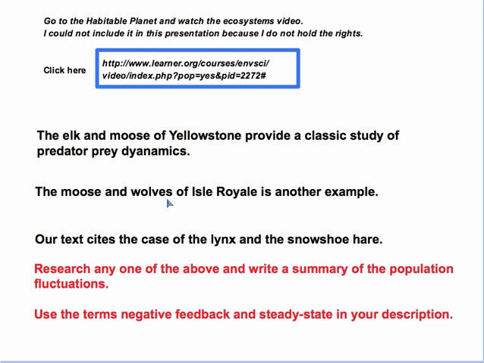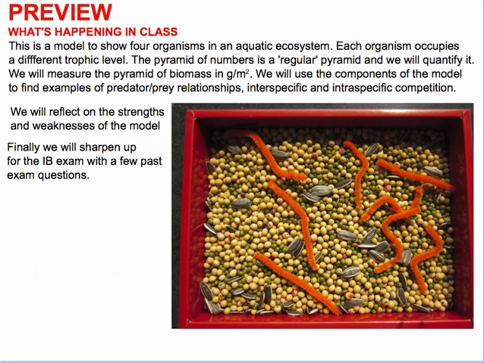Our textbook also cites the case of the lynx and the snowshoe hare. And with these three examples, I would like you to be able to tell me about any one of the above and write a short summary, if you need to, of the population fluctuations with this so-called predator-prey relationship. And I would like you to use the terms negative feedback and steady state in your description.